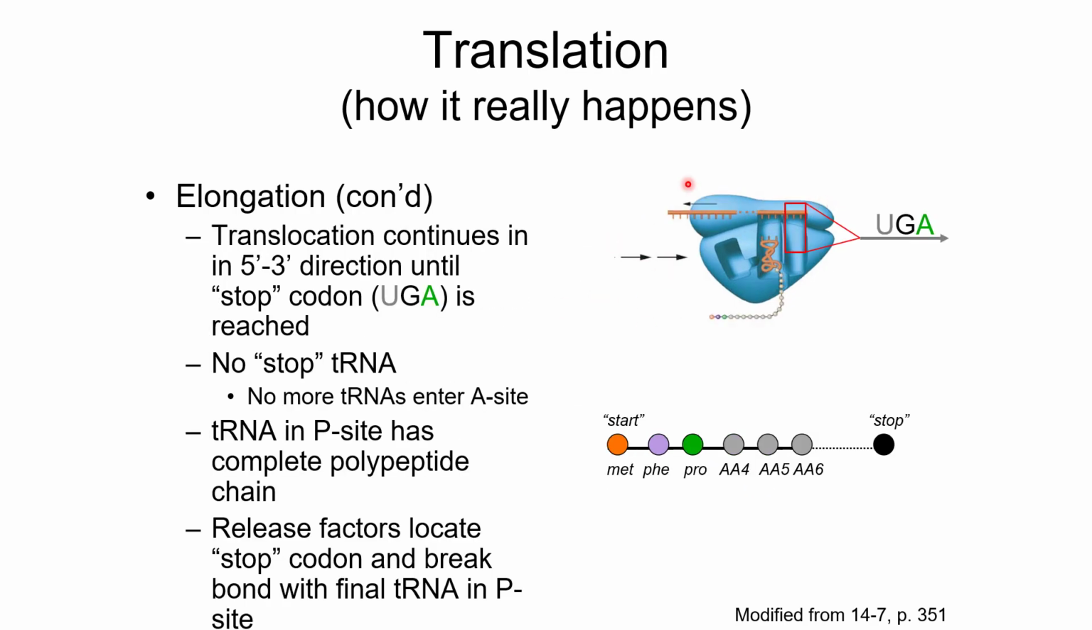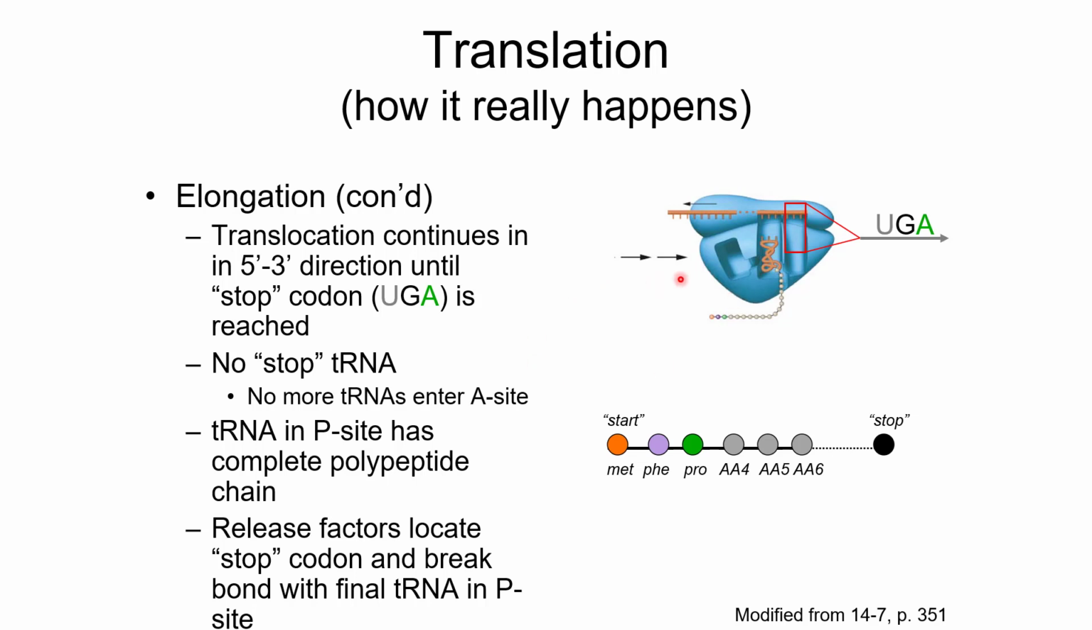And elongation is going to continue until a stop codon is reached and is moved into the A site. Now the stop codon, there is no tRNA that can enter the A site for the stop codon. Why? Because there's no amino acid for this. This is a nonsense codon. So when nothing enters in, that tells the ribosome that we have completed our polypeptide.